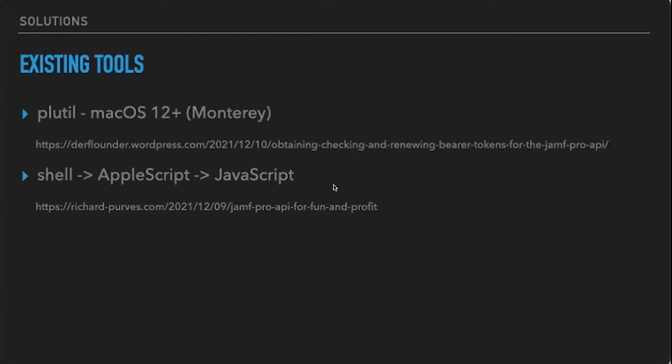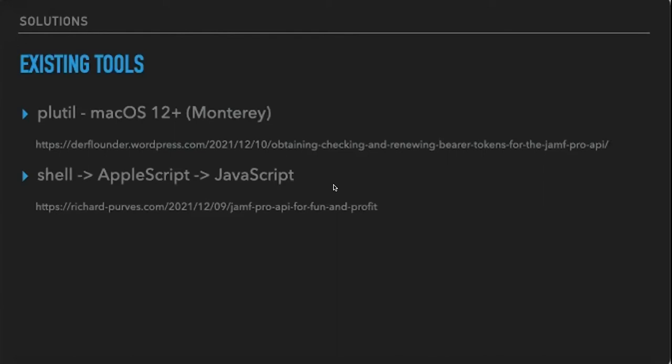PlUtil in Monterey has also gained the ability to extract information from JSON-based property lists, which means that while it is not at all designed to do this, PlUtil can be used instead of reading a file. You can take that data you receive from the API, cram it into PlUtil, and extract the one key you need. In this case, what's the token? But if I'm going to be doing something elaborate, where I need to pull out lots of information from the new Jamf Pro API, I need a more robust tool than that.